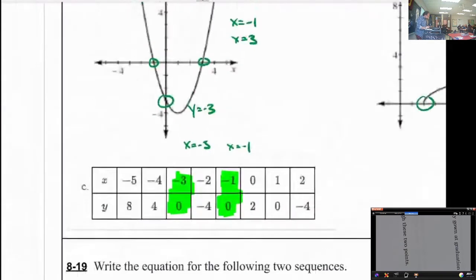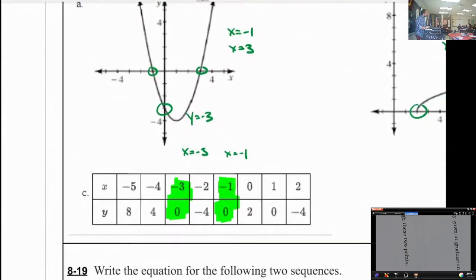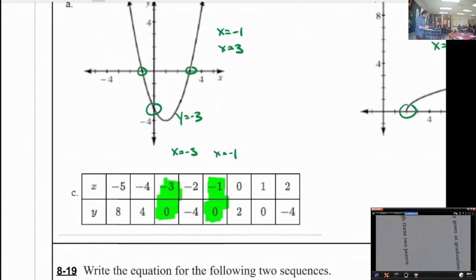Is this the table for the graph up above? I think it is. No, it's not. It's close. Oh my gosh, there's another one. Nope, hold up. There it is. X equals 1. And there is one y-intercept, which is typical, 0, 2. If there was more than one y-intercept, it wouldn't be a function.